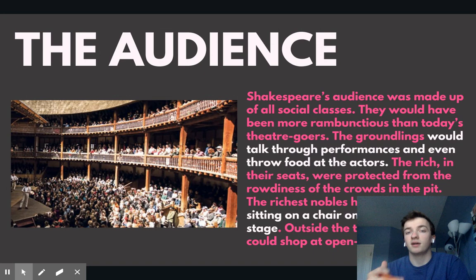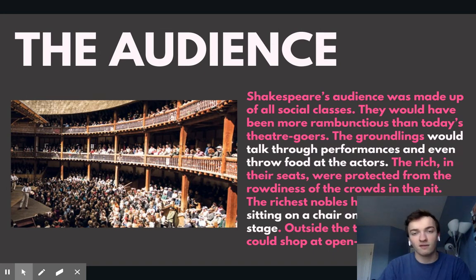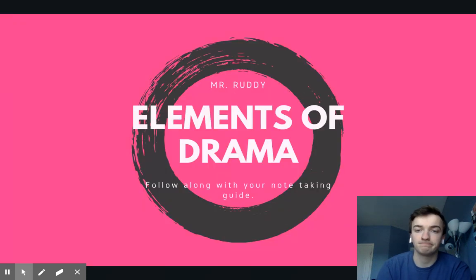You don't see that much with theater nowadays. Theater is more refined. You have to dress nicely. You have to be quiet during the whole thing. Your phone better not go off. But during this time, people were rowdy during these performances. Then the rich were protected from the rowdiness because they were up on their balconies, and the richest nobles had the option of sitting on a chair on the side stage. You could actually be on the stage during the performance.